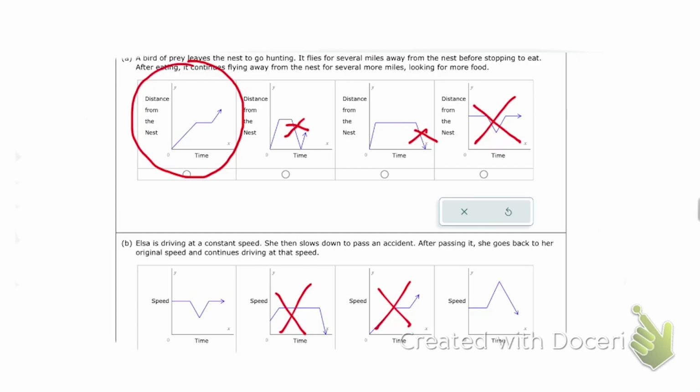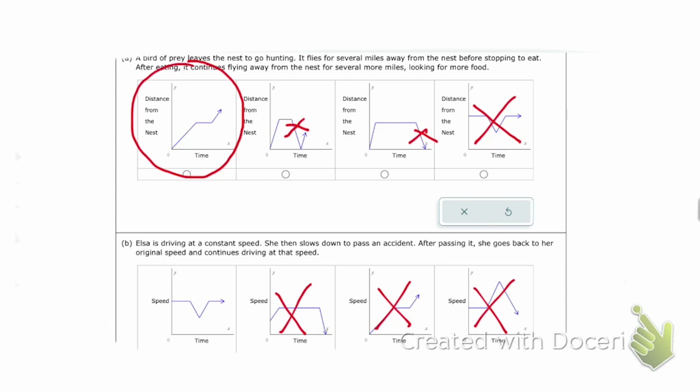Continuing on, she then slows down to pass an accident. So we're going to have a decrease in speed. And that is happening here. See, the speed is going down. Now here, after the initial constant speed, this is showing the speed going up, an increase in speed, and that's not what's happening here. So let's go ahead and eliminate that. So by process of elimination right now, I've got the first selection as the answer, but let's see if the rest of the narrative bears that out.